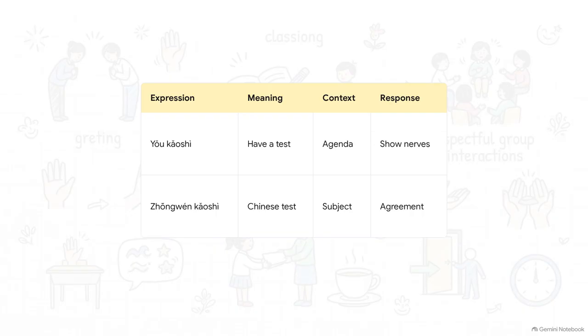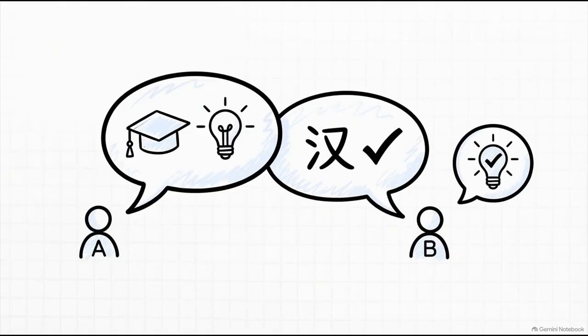The second expression is 中文考试, meaning a Chinese test. You use this when you need to specify the exact subject. Let's see this in action with a modeled exchange straight from our sources. This is a super common, everyday classroom conversation you could literally turn around and have with a classmate right now.